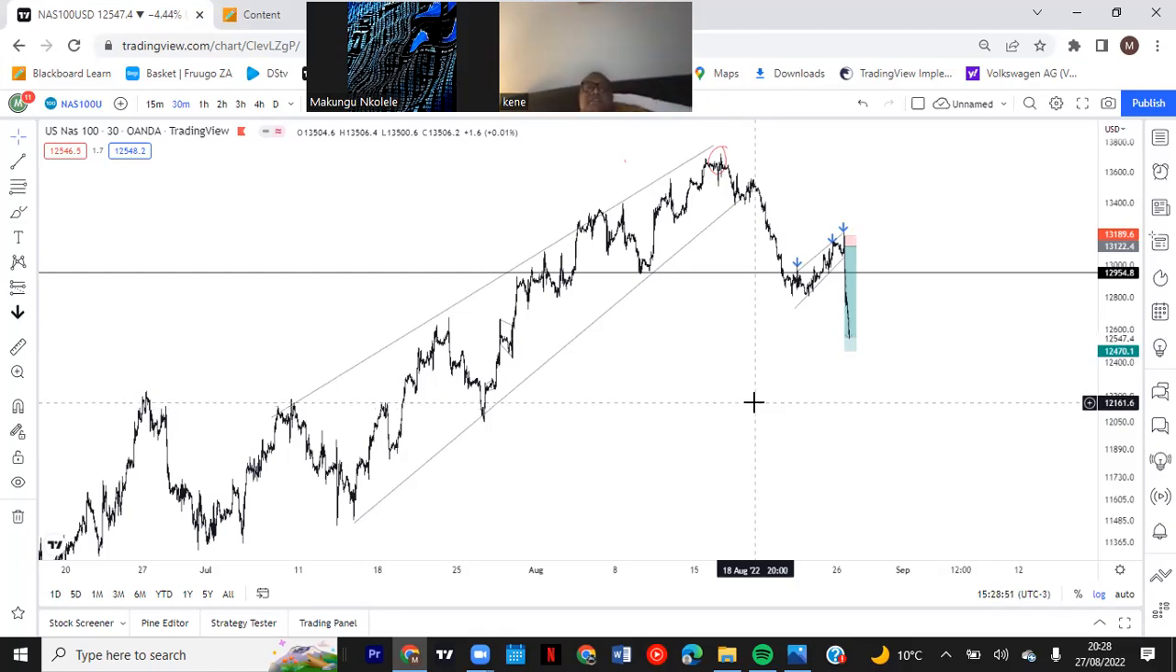Which pair do you like to trade most? Which one do you like to trade? Do you like indices, or do you like synthetic, or do you like currency? I usually prefer indices because indices is very quick to grow your account and make money. You don't have to wait a week.